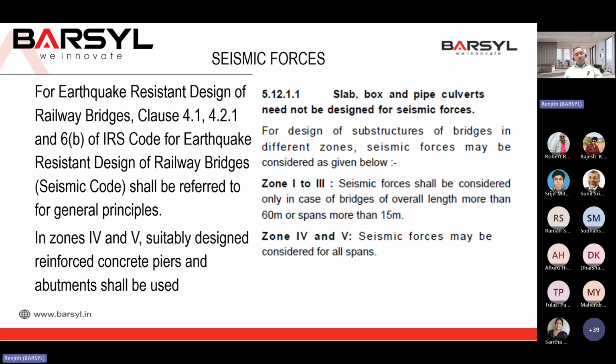Depending on that, we will get the zone factor. So we can calculate how much seismic force is exerting on the abutment structure. If it is less than 15 meters, it need not be taken into consideration. So that is about seismic force, which is also a major force for the analysis of the abutment structure.